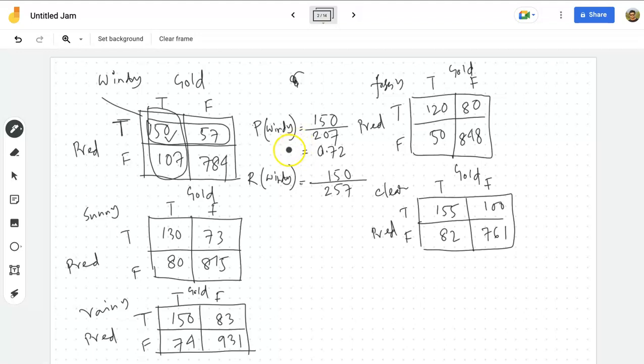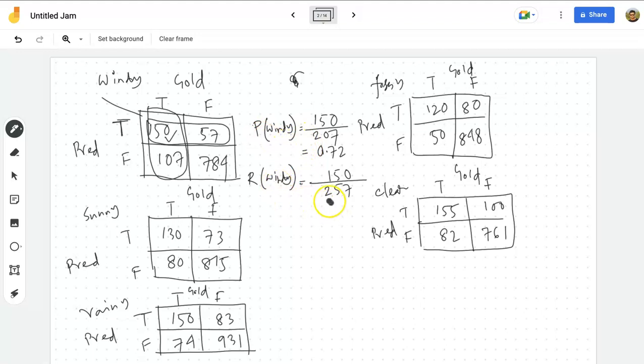So if you look at the formula for precision and recall, I am representing precision as P and recall as R. The only difference is in the denominator. For precision, the denominator is the total number of times you predicted windy, for the windy class. So the denominator for precision is the total number of times you predicted windy.